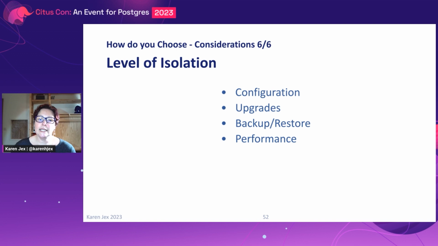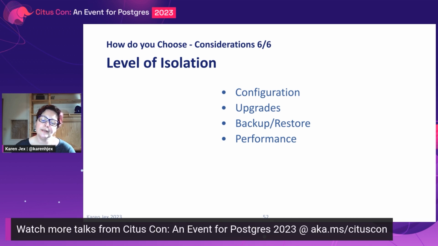What level of isolation do you need between the tenants? Do you want to be able to configure everything centrally? Do you want more flexibility? Do you need to be able to perform upgrades for your individual tenants, or actually do you prefer to perform upgrades for everybody at once? Is it okay for backup and restore to impact all of your tenants? How about performance? Do you need to make sure that performance of one tenant can't impact others?